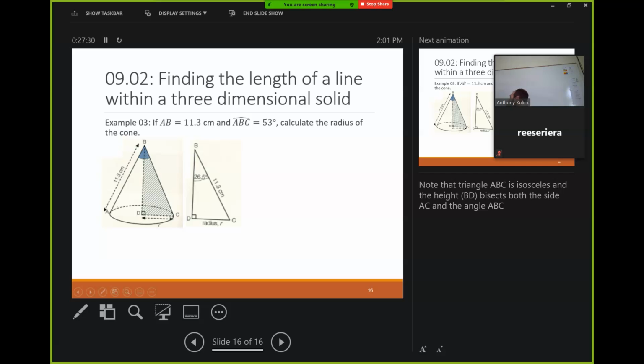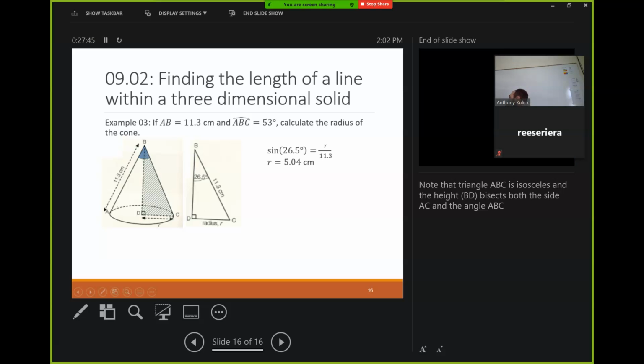Anyways, so now that we've established why this is 26.5 and why it must be that, not just how we got it, but why we knew that was how we were going to get it. We can calculate R by using sine, so we can say sine 26.5 is equal to opposite over hypotenuse, and then solve for R.